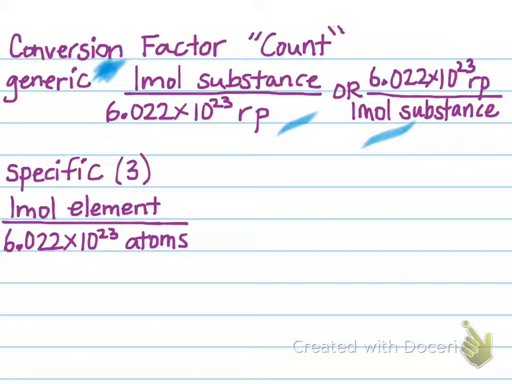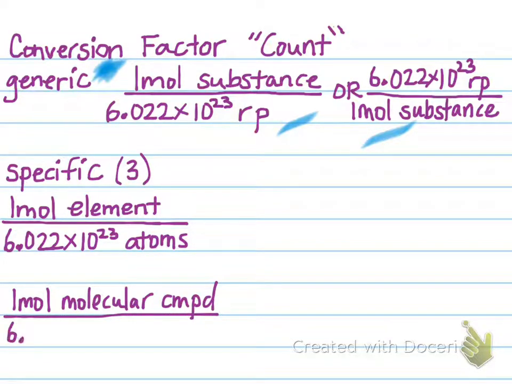The second one, another one of our substances, is 1 mole of molecular compound over Avogadro's number again. Now, this time, what's our representative particle going to be? Molecules, right, our molecules. Again, I could flip this if I need to, depending on where I need my units to be, right?